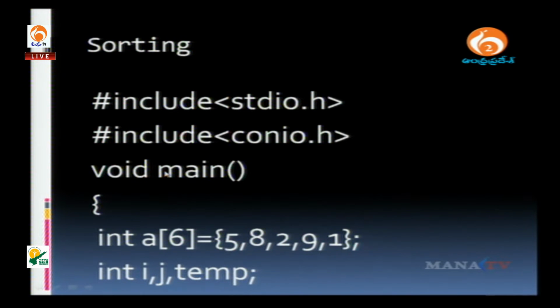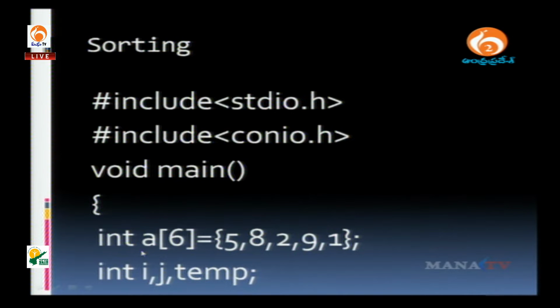We know that every C program execution starts from the main function. I am not returning anything to the operating system, so your return type is void. Void means nothing is returned to the calling function. Next, this is the beginning of the braces. Opening brace means beginning of the main function.